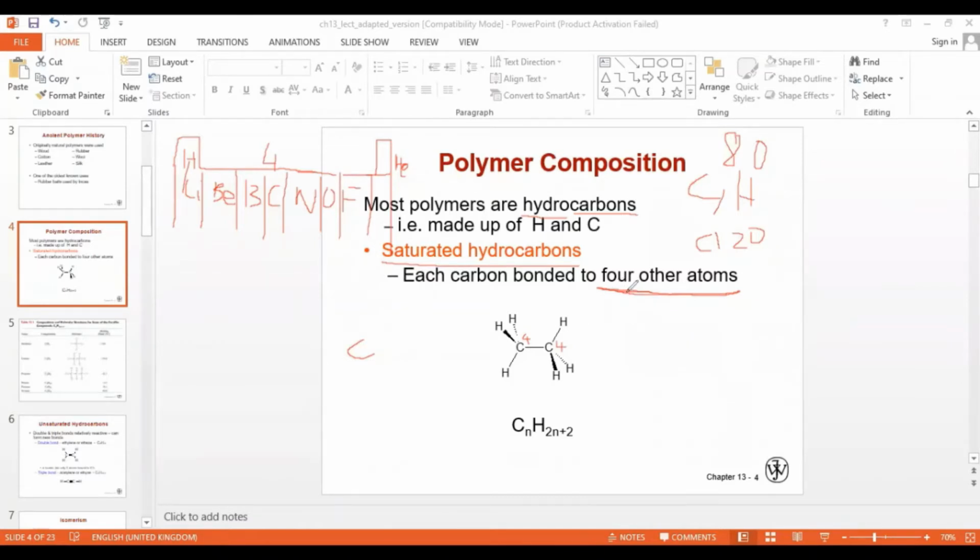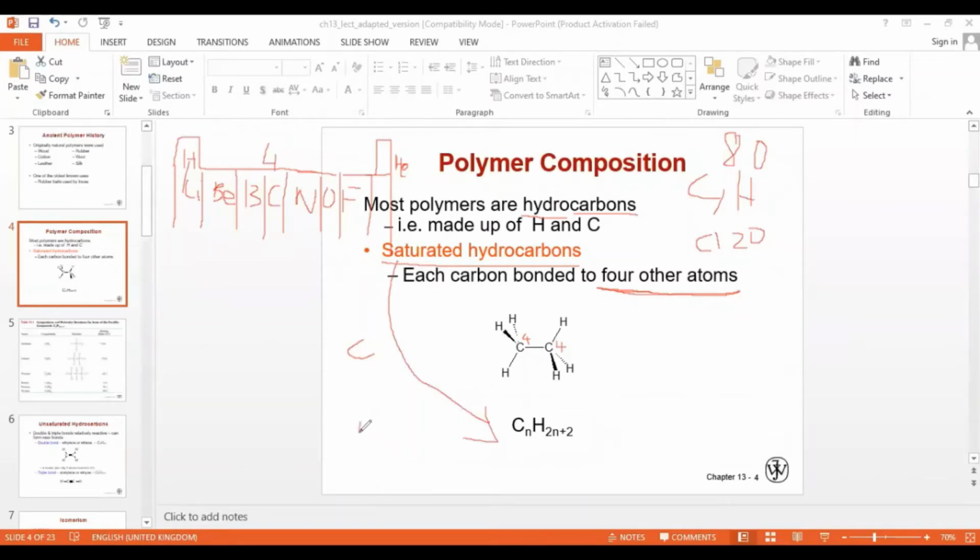So 4 other atoms are the important part here, right? If it is bonded with 4 atoms, we can't add more bonds. So this is given by the formula CnH2n plus 2. Saturated hydrocarbons can be given in the formula CnH2n plus 2, right?